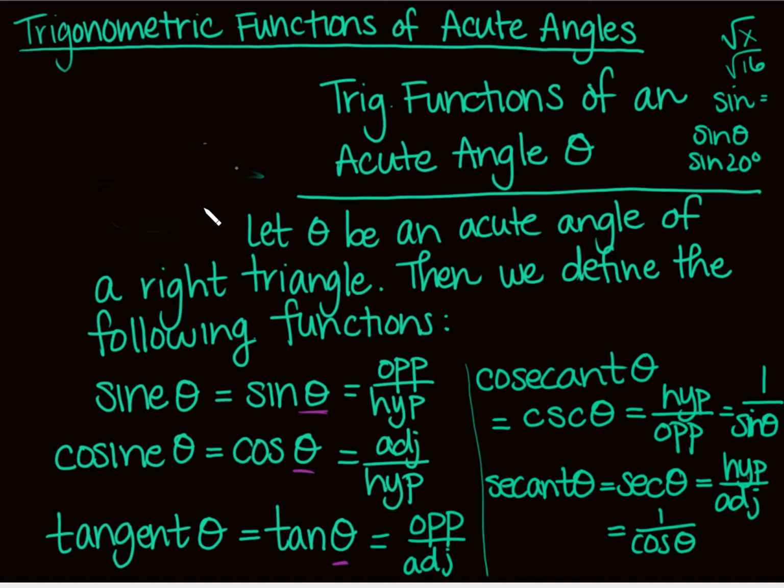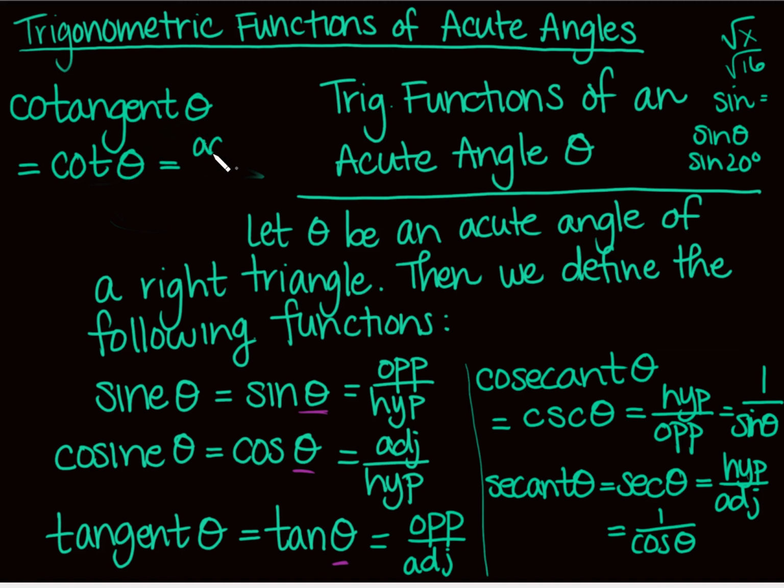Okay, so now the last one is going to be tangent. The reciprocal of tangent is called cotangent of theta, and we abbreviate that COT of theta. Again, that's a reciprocal of tangent, so this is adjacent over opposite, or another way to say that, I really should have planned this out, is 1 over tangent of theta. Okay, so those are my 6.